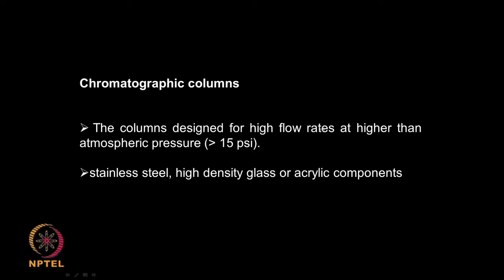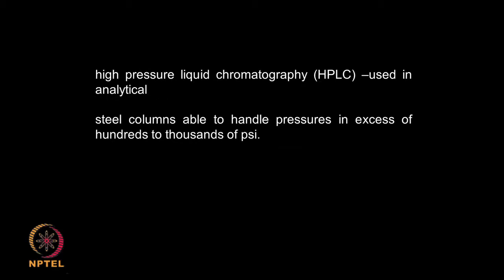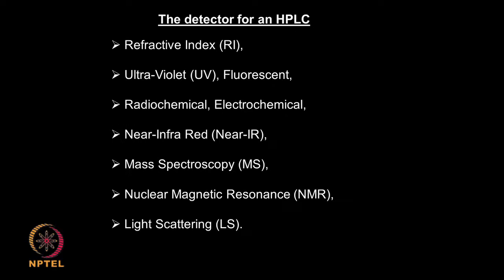The columns designed for high flow rates at higher than atmospheric pressure, these columns are stainless steel or high density glass or acrylic components. This is how the chromatographic columns are made actually. You all know about HPLC, that is the high pressure liquid chromatography, high performance liquid chromatography. Generally they are used for analytical purposes, they are not generally used for separations in industrial scale, okay, because they are very small diameter. So, sample injection is very limited in this actually.